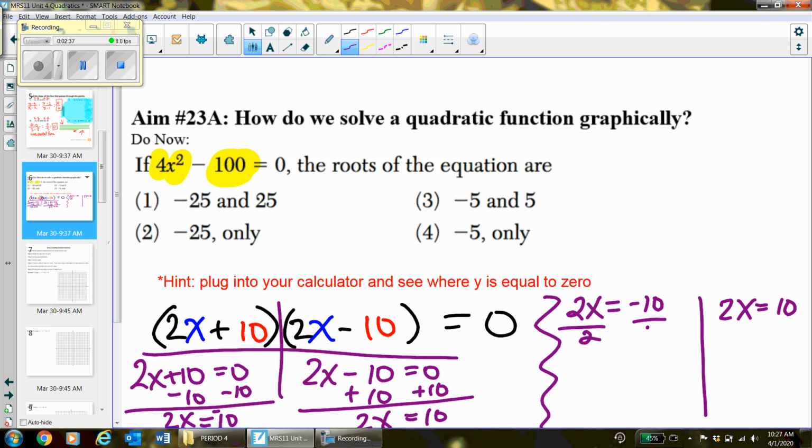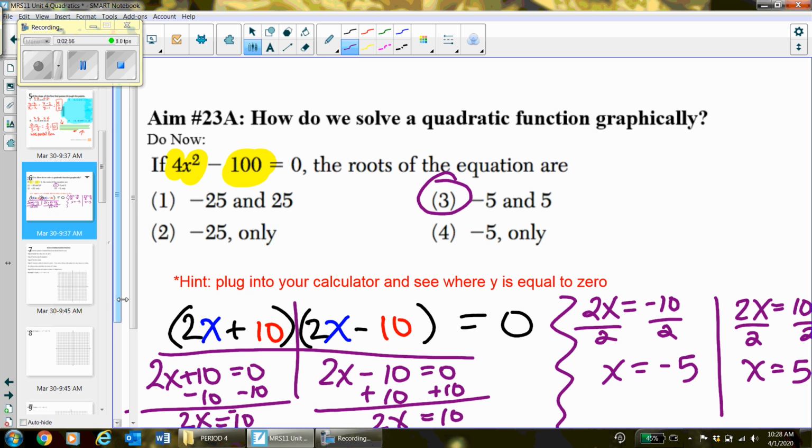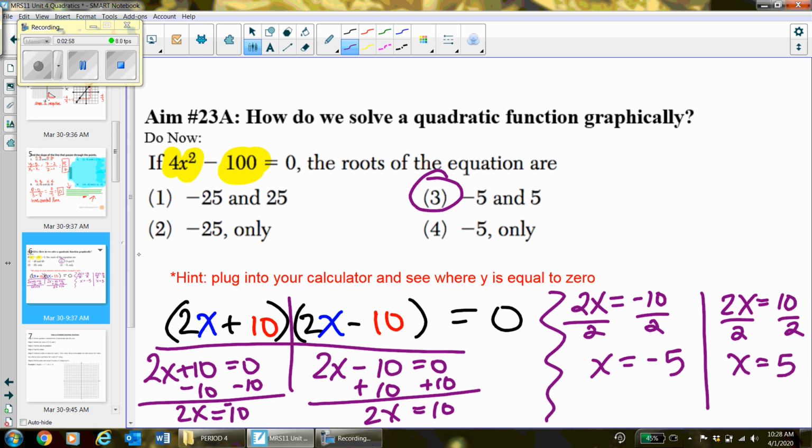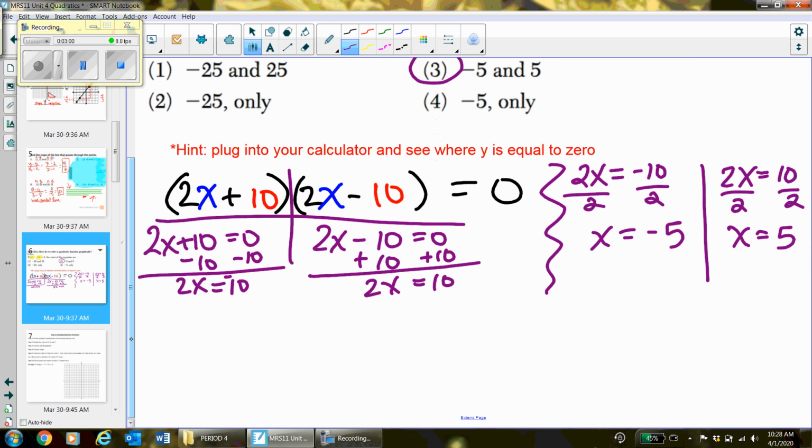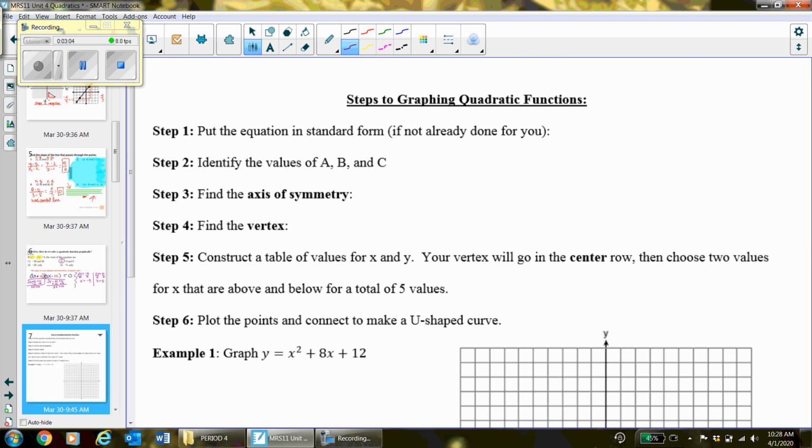You're going to divide by 2 for both equations. You get x equals negative 5 and x equals 5. If you do this on a calculator, you should see where x is negative 5, y is 0, and where x is positive 5, y is also 0. So that's answer choice 3. Okay. Awesome. All right, moving on.